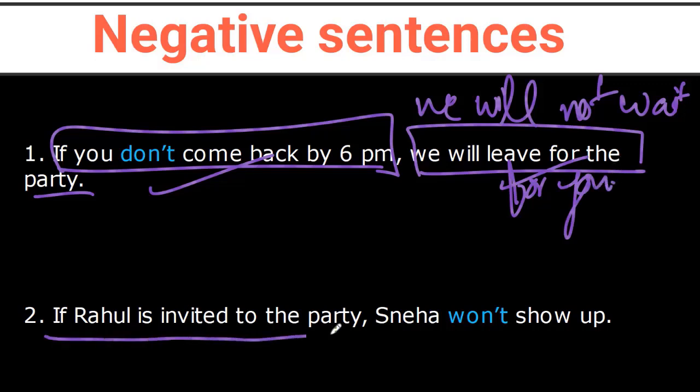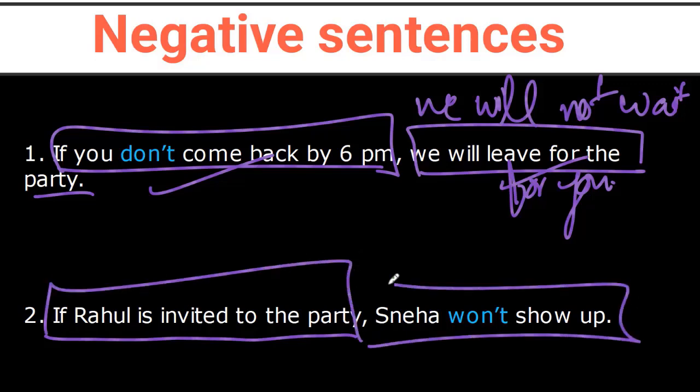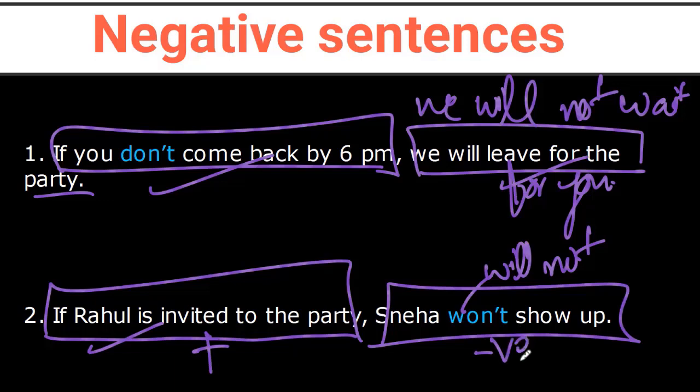If Rahul is invited to the party, right? If this happens, which is positive, this won't happen. If Rahul is invited to the party, Sneha won't show up. Sneha will not show up. So the condition is positive, and the result is negative. So all these three possibilities are there.